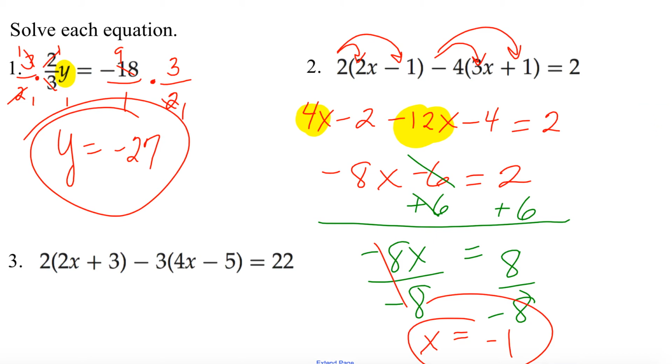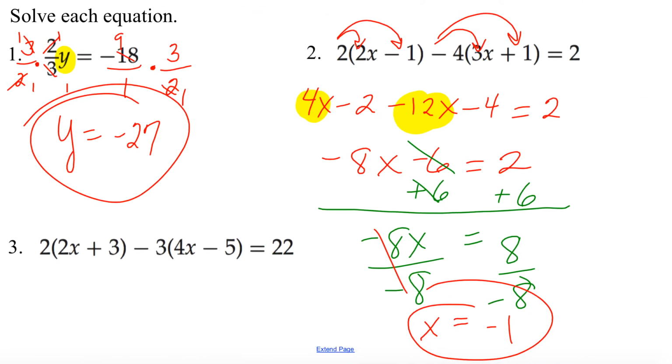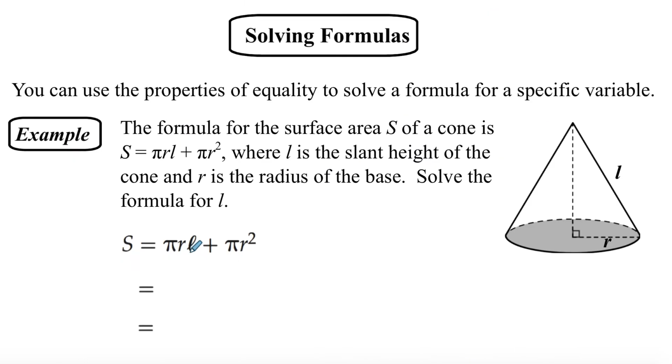All right, last one, problem number 3. Actually, I think I'll let you do this one on your own. Go ahead and see if you can do this one on your own. Use your distributive property, get your like terms together, and solve for x. And I'll check your answer on that one in class. Be sure to ask me about that.